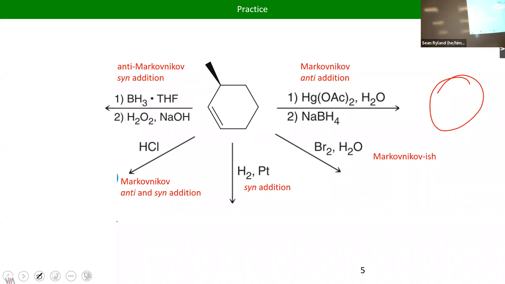All right, the nice thing about hydrogenation in this case: no stereoisomers. Same thing being added to both sides of the alkene, and we're adding them to a bond that already has one hydrogen right there. So we're going to get no stereoisomers, we're just going to get methyl cyclohexane.